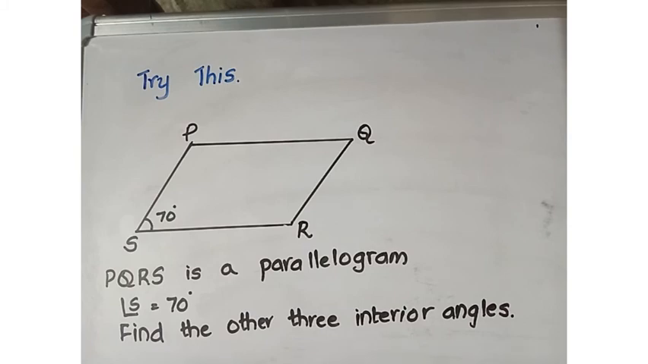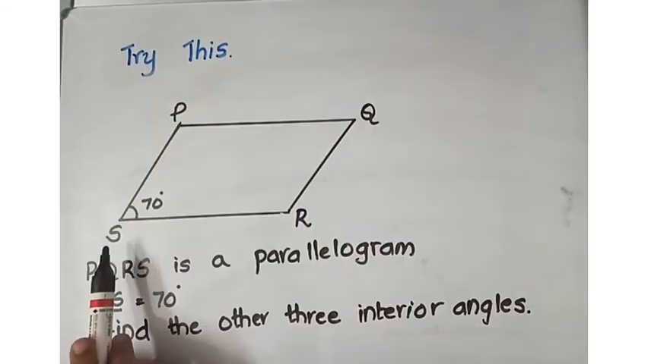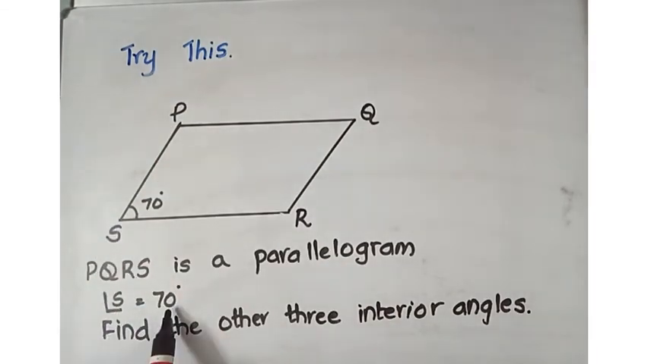Now you know the different elements and properties of the parallelogram. Try this. PQRS is a parallelogram where it is given that angle S is equal to 70. You need to find the other three interior angles.